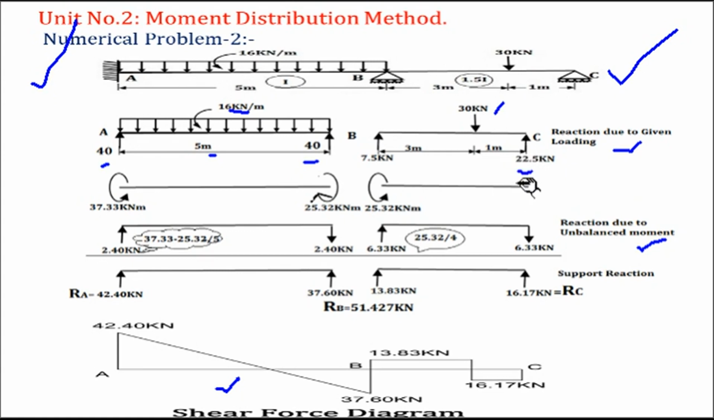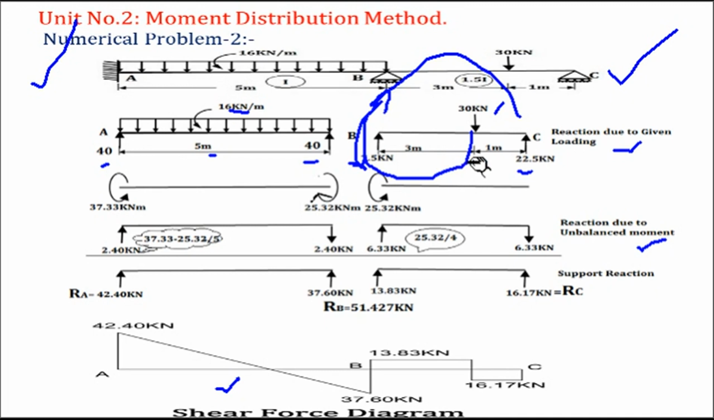Consider this as unknown RC. So by taking moment about B, if this one rotates in a clockwise sense, then it becomes 30 into 3, minus 30 into 3. And if this is considered RC reaction, then it will rotate about B in an anticlockwise sense, meaning positive, plus 22.5 into 4.